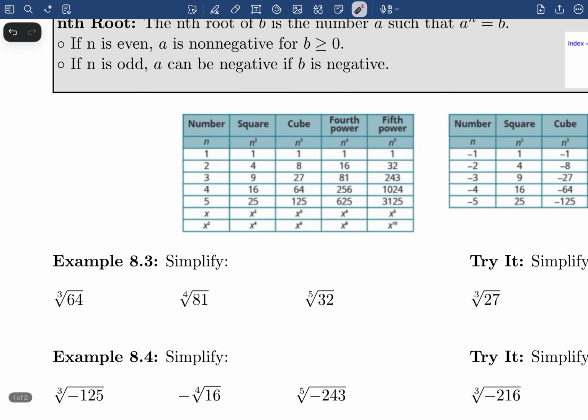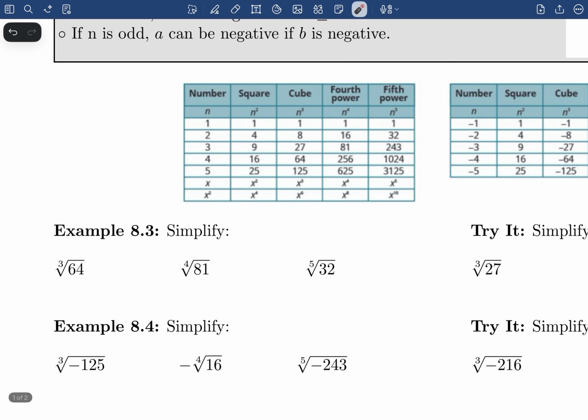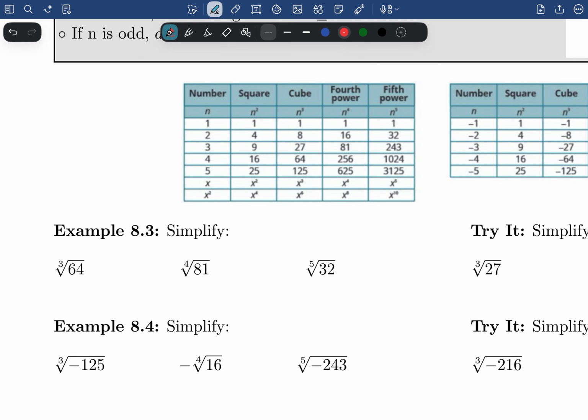Great. So let's answer example 8.3. What is the cube root of 64? So thinking about this from our table, I'll just refer to the table here to help you. The cube root of 64, well, if I went to 64 on this list for the perfect cubes, I'd have this right here. And so I say, well, the cube root of 64 is 4, right?